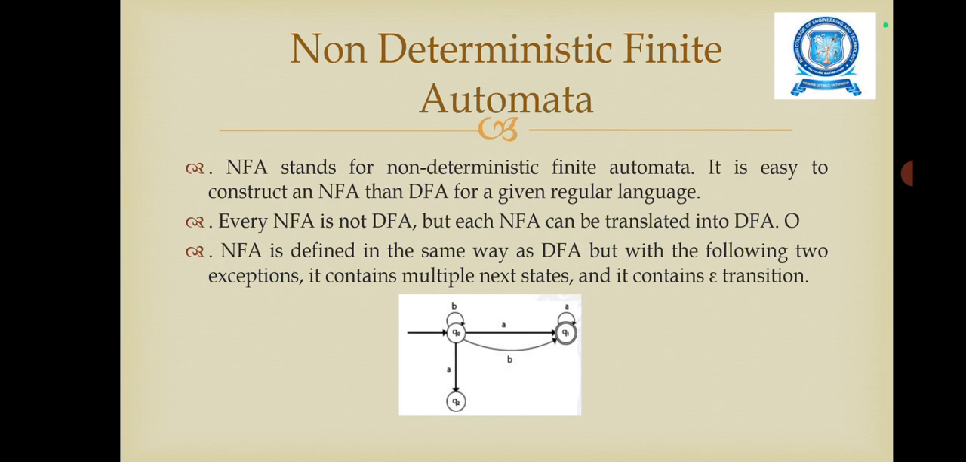It is defined in the same way as a deterministic finite automaton, but with two exceptions. That means it contains multiple next states and it contains epsilon transitions. In this diagram we can see one example. From state Q0 for input A, there are two next states Q1 and Q2. Likewise from Q0 for input B, the next states are Q0 and Q1. So it is not fixed or determined where to go next with a particular input. So here the finite automaton is called a non-deterministic finite automaton.